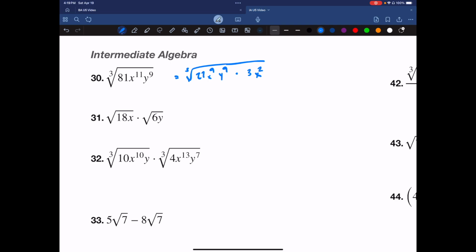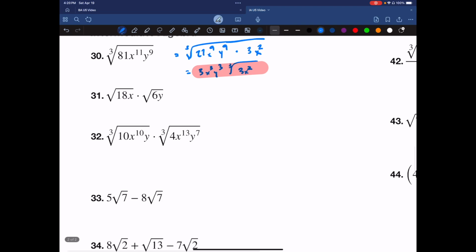And so when you break apart everything, this is what you're left with. You have 27, x to the 9th, y to the 9th. That term is your perfect cube. And so that's what's coming out. I'm going to take the cube root of it. So that's going to be 3x cubed y cubed times the cube root of 3x squared. Okay. And there you go.